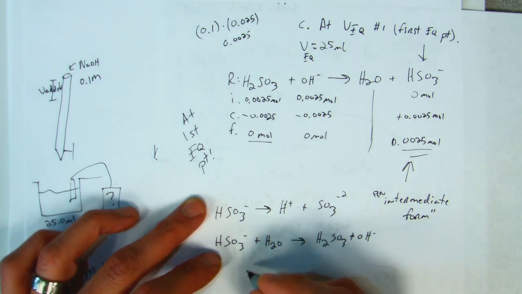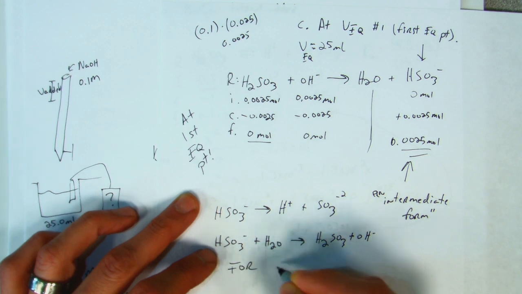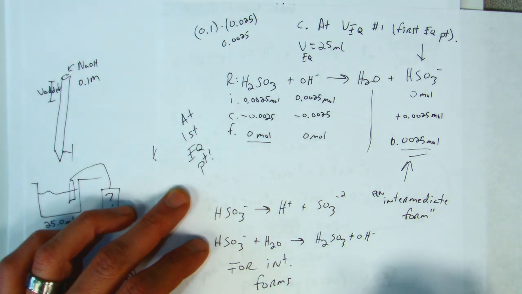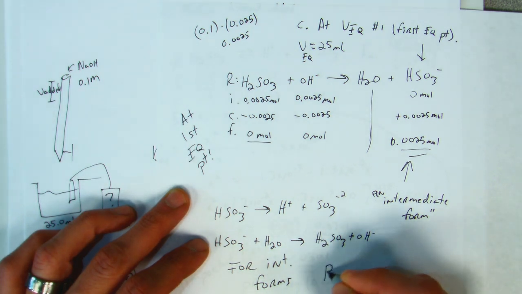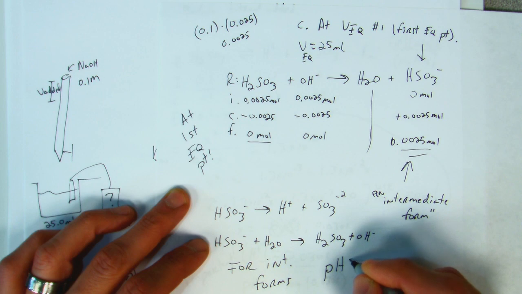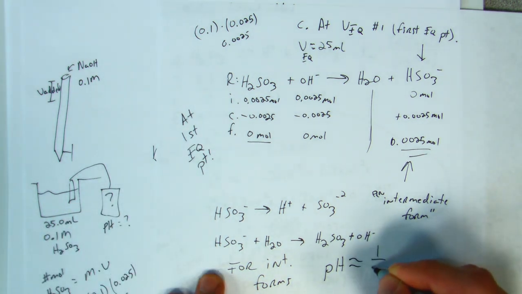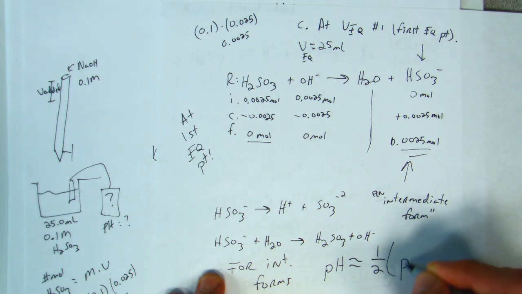Well, it turns out that for the intermediate forms, we can use a relatively simple equation to predict or estimate the pH. And the pH for these intermediate forms is approximately equal to the average of the pKa's.